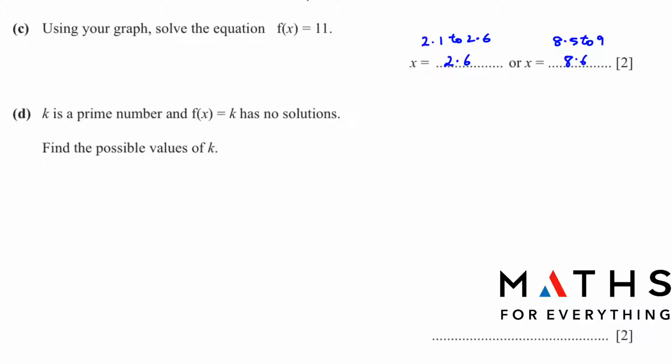Next, k is a prime number and f of x is equal to k has no solutions. Find the possible values of k. A prime number is a number that is divisible by only itself and 1. So what are the prime numbers? 2, 3, 5, 7.